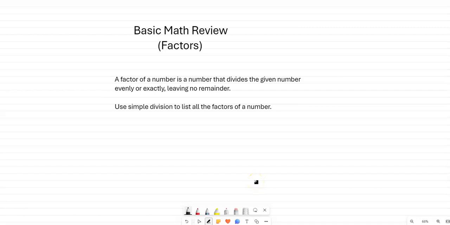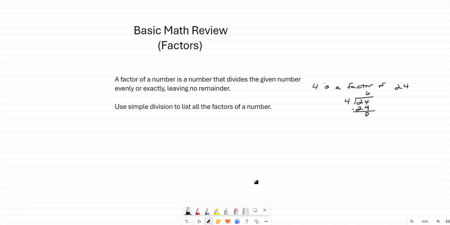A factor of a number is a number that divides the given number evenly or exactly. For example, the number 4 is a factor of 24. It's a factor of 24 because if I were to divide 4 into 24, it divides an even number of times, which is 6, leaving no remainder.